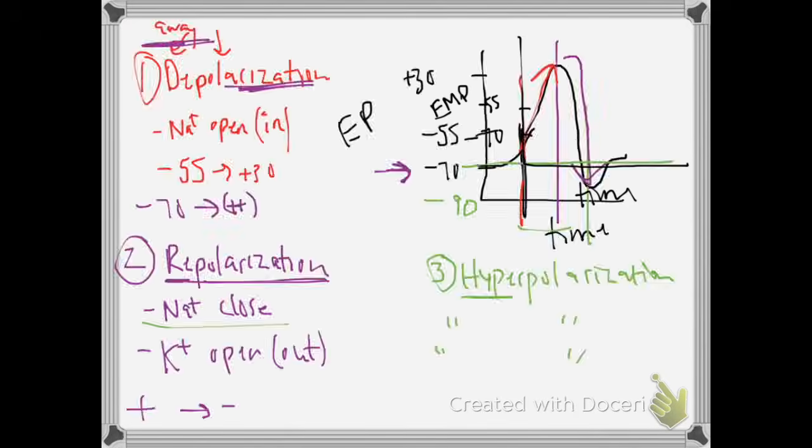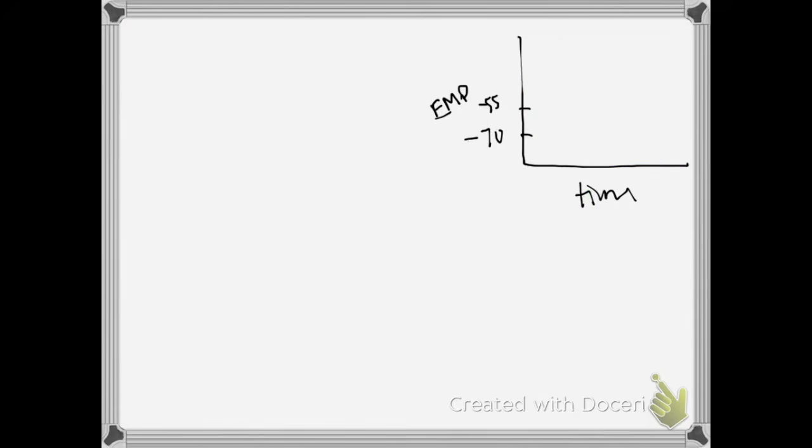So the first thing that we do is we start with resting membrane potential, which is negative 70 millivolts. This graph is time on our x-axis and electric membrane potential on the y-axis. Some other things that we need to know: negative 55 millivolts is our threshold stimulus, negative 70 millivolts is our resting membrane potential, and positive 30 is our action potential. We'll see what all that means in just a second.